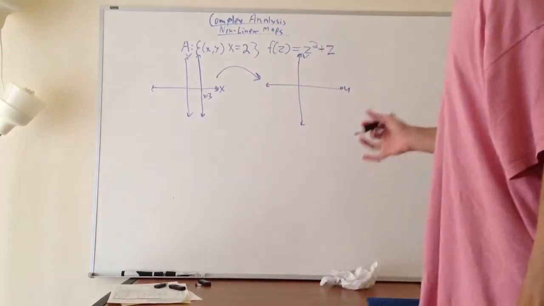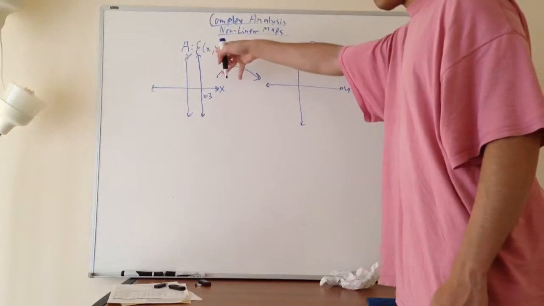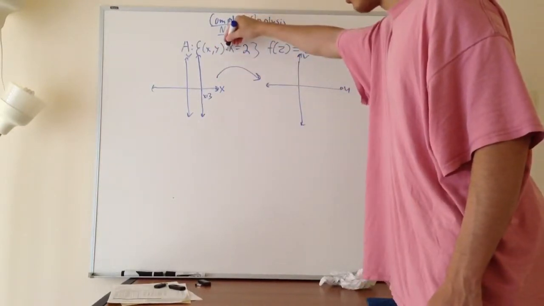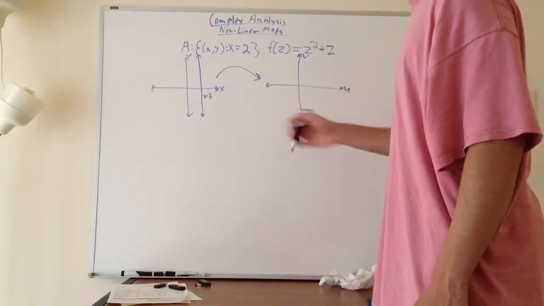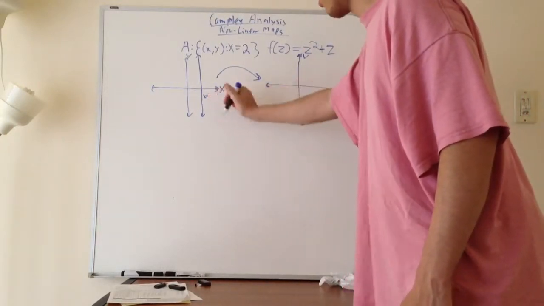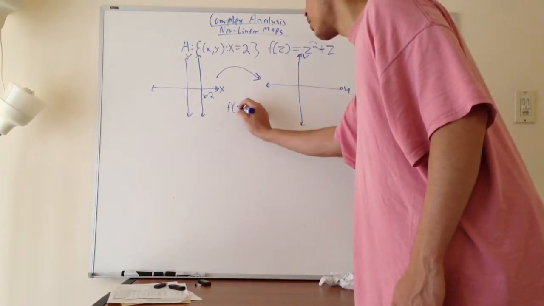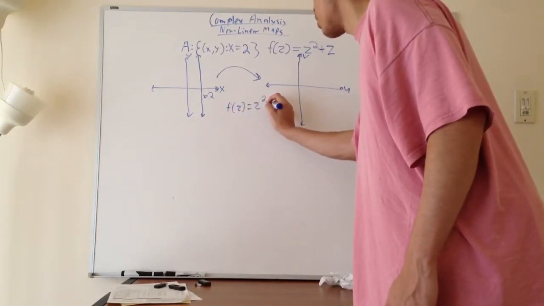So basically, we have x and y, and our line is x equal to 2. I already made a mistake. I wrote 3. We'll start with x equal to 2. So what do we do here? Well, we start off with f of z is equal to z squared plus z.